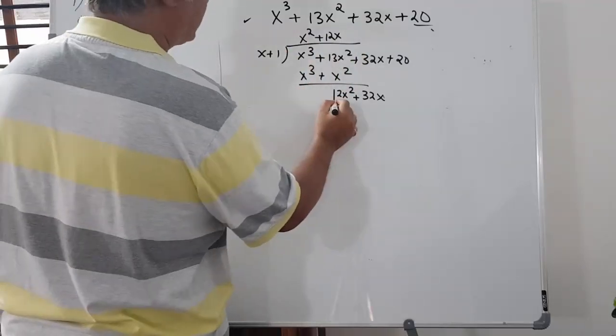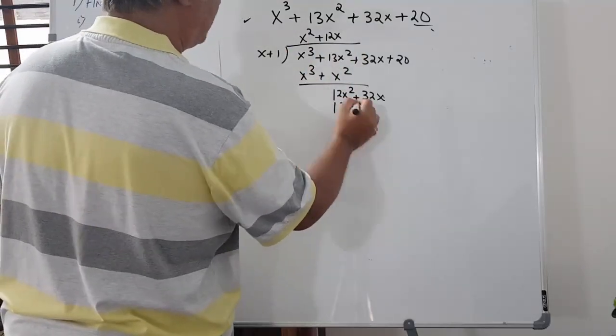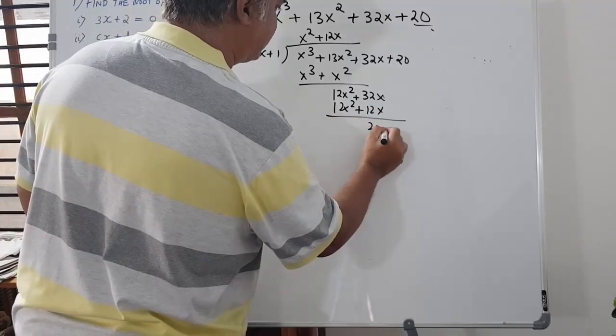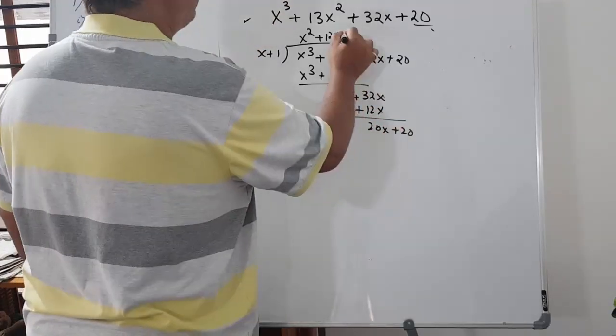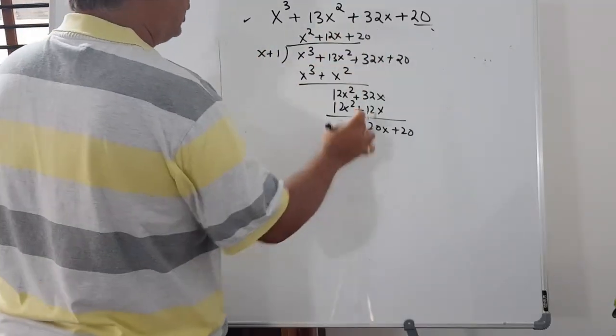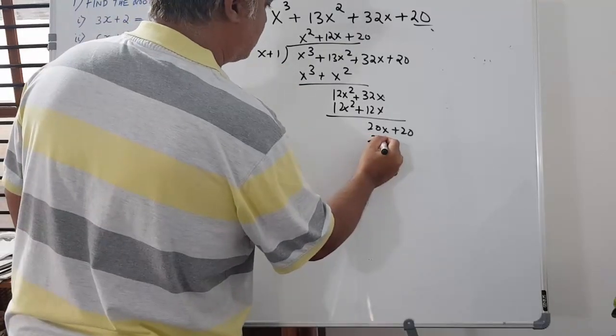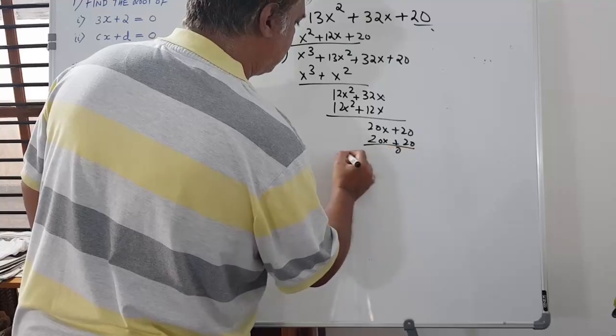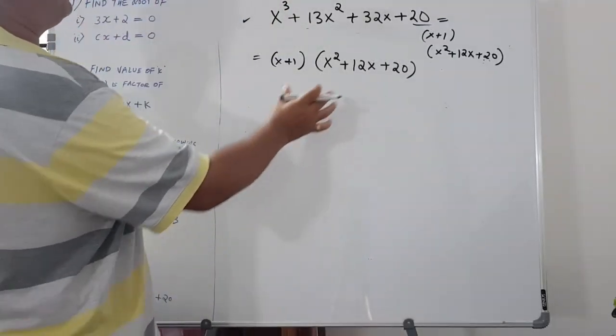So 12x into x, you will get 12x squared plus 12x. Okay, when you subtract it, you will get 20x plus 20. So if you multiply this again, this x plus 1 by 20, 20 into x, 20x here, plus 1, 20, remainder is 0. So next step is to factorize this term.